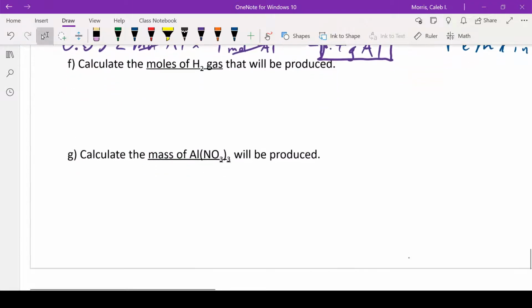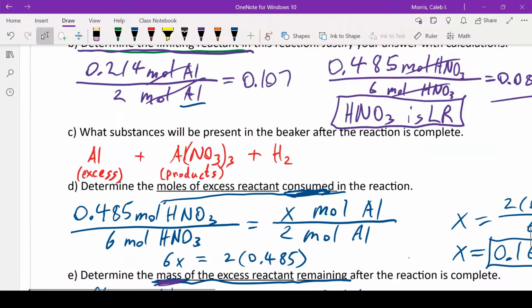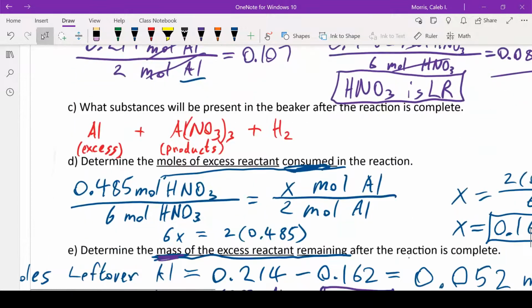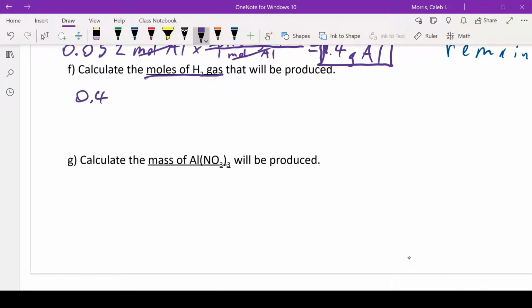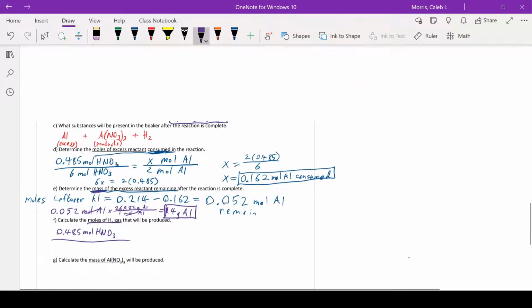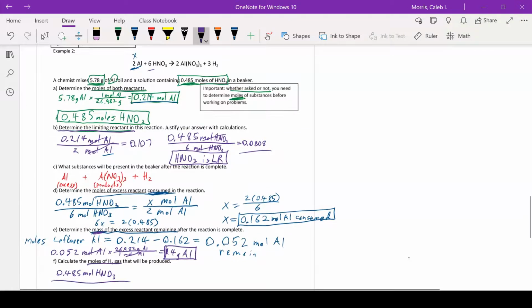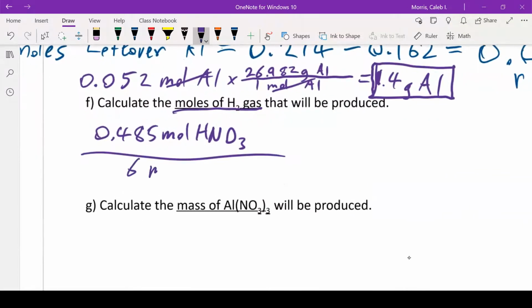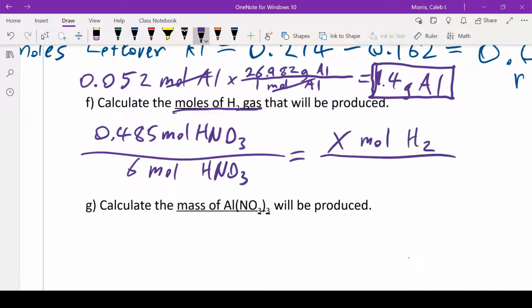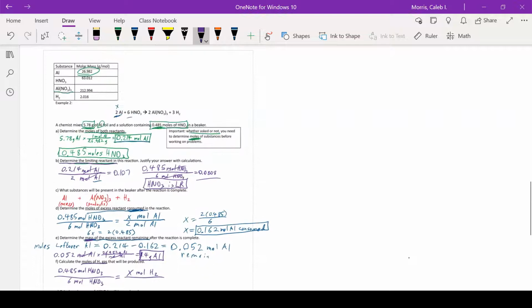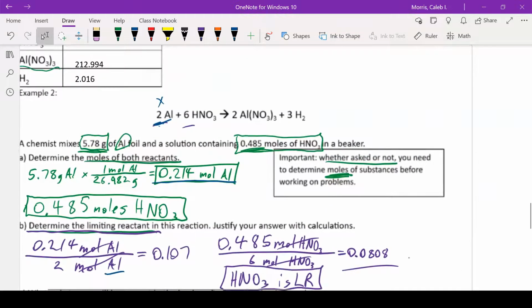All right, calculate the moles of hydrogen gas that would be produced. So I've got moles of hydrogen gas. That won't be too hard. I'm just going to use my limiting reactant again, 0.485 moles of HNO3 over, from our equation, we know that's 6 moles of HNO3 equals X moles of H2 gas over, well, how many moles of H2 do we have in our equation? Looks like there are 3 of them.